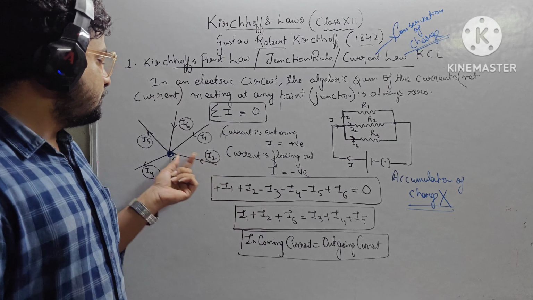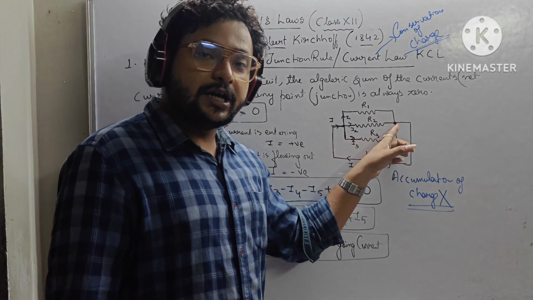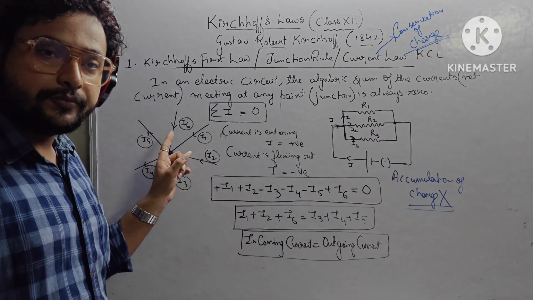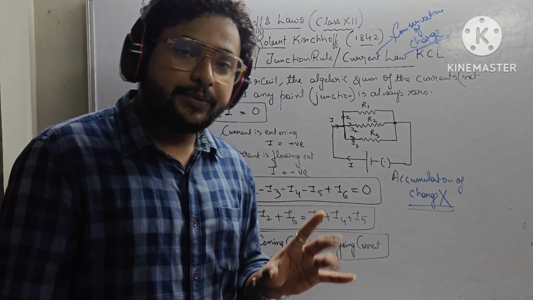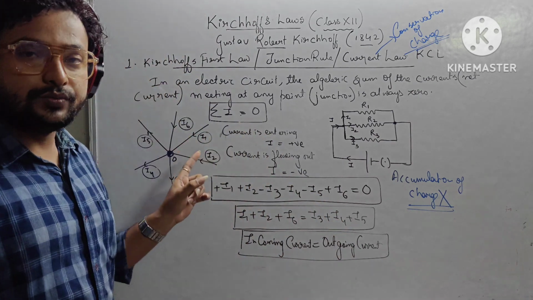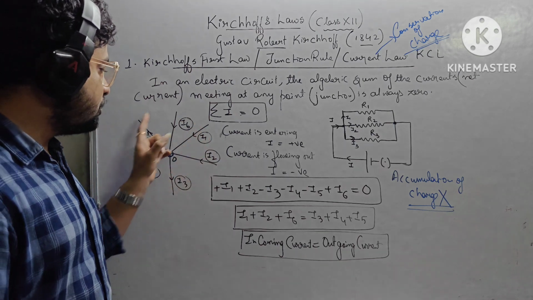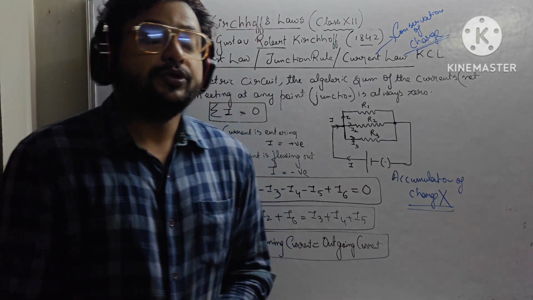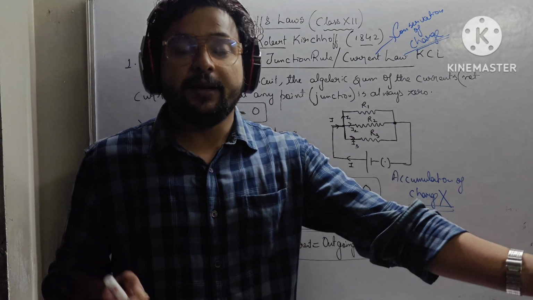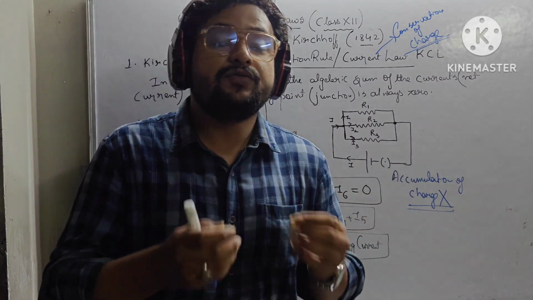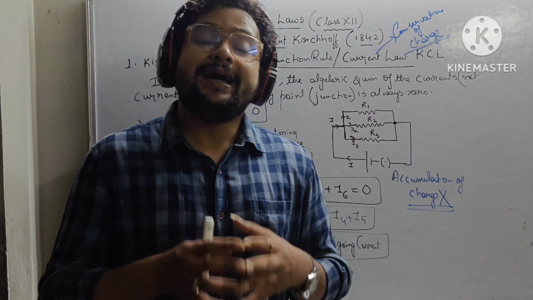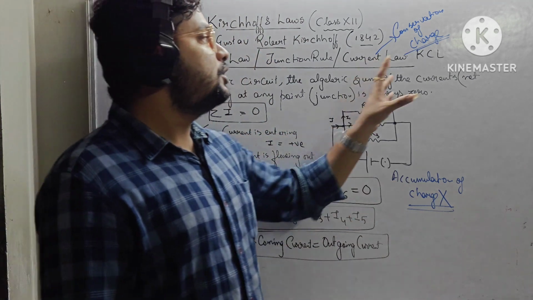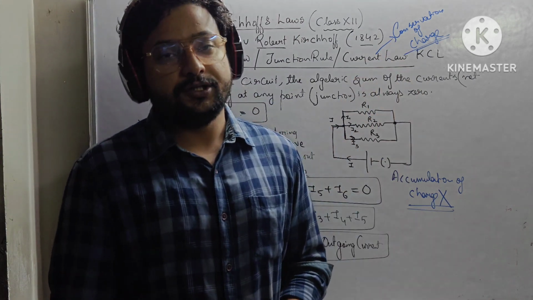Because we know that at this particular junction, only these 6 wires are there. Whatever task is going to happen, these 6 wires are only going to do. So if the outgoing current is more than the incoming current, then from where is that extra charge coming? That is practically not possible. So basically this law tells us about the conservation of charge.